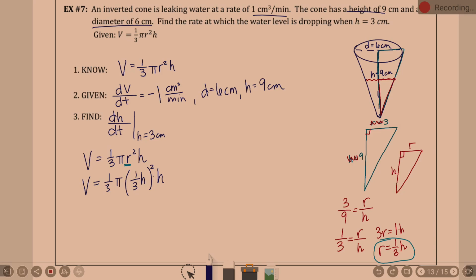Oh, we haven't even taken the derivative yet. Oh, but we're going to clean this up more before we dare do something like that.